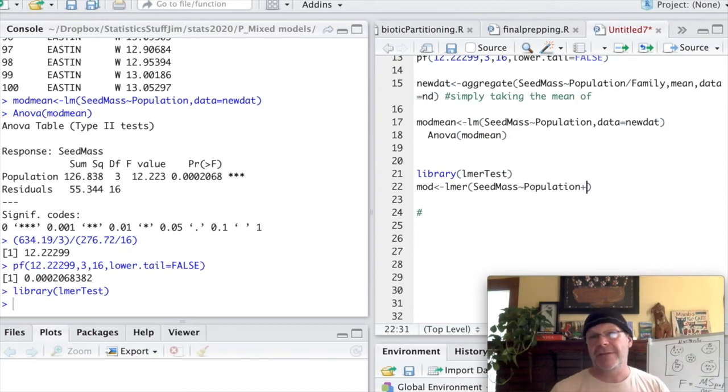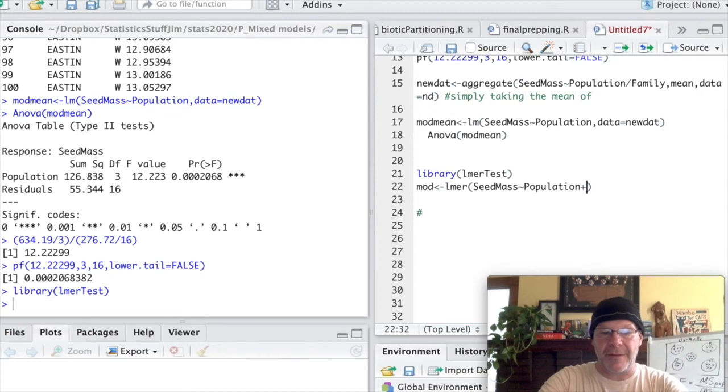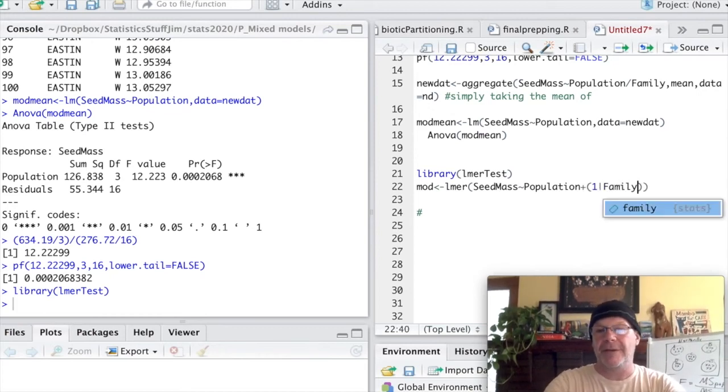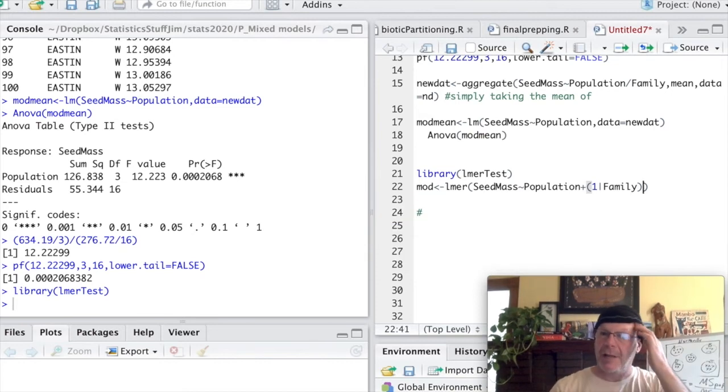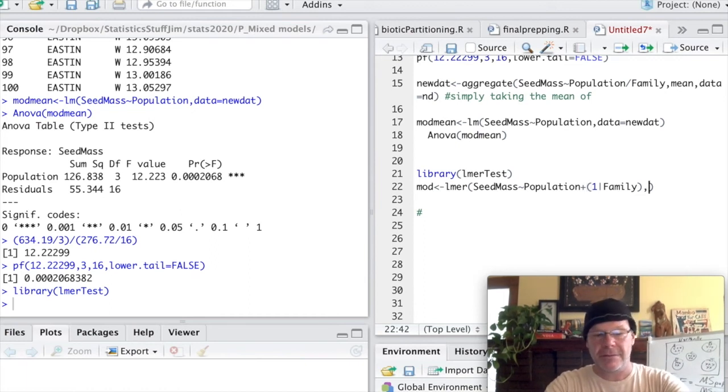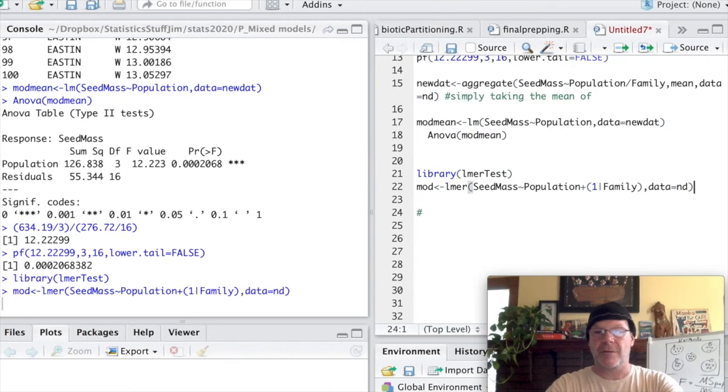And it might make sense that you'd want to think about family as a random effect because they're just 5 families drawn from a potential distribution of families. So let's go ahead and set it up as we did before as a mixed model. One pipe family is telling the lmer function that we want each family to have its own intercept. And then our data is our nested data that we were playing with before.